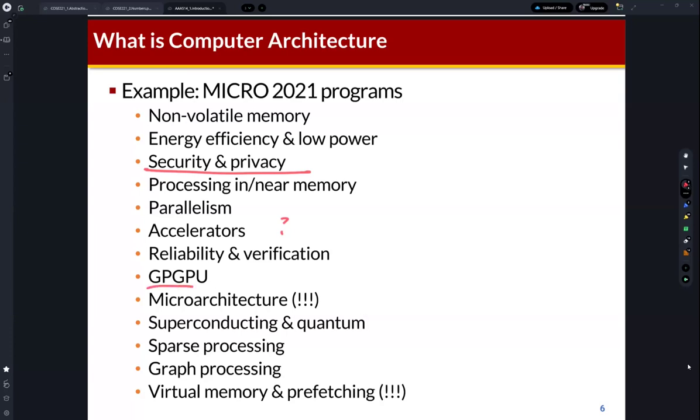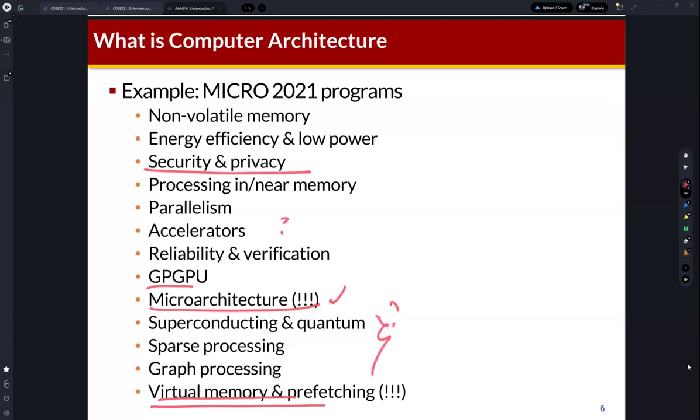GPUs are a new type of processor, actually. In the undergraduate course, we do not learn about the GPU, right? And microarchitecture, oh, it's a very traditional topic, right? So I just added some exclamation marks. Oh, what is this? Superconducting and quantum. Then sparse processing, graph processing, virtual memory, which is a kind of memory system. So actually we can find some traditional topics, but only two session names, microarchitecture and virtual memory.